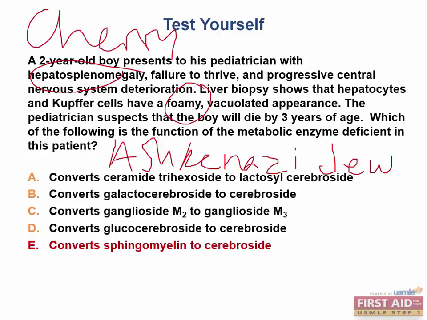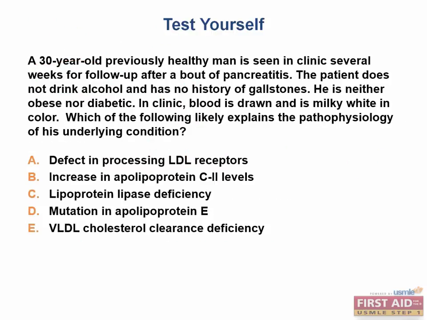The lysosomal storage diseases are a hot topic on boards, so make sure you know them in and out. Okay, last one. A 30-year-old previously healthy man is seen in clinic several weeks for follow-up after a bout of pancreatitis. The patient doesn't drink alcohol and has no history of gallstones. He's neither obese nor diabetic. In clinic, blood is drawn and is milky white in color. Which of the following likely explains the pathophysiology of his underlying condition? I'll give you a little bit.